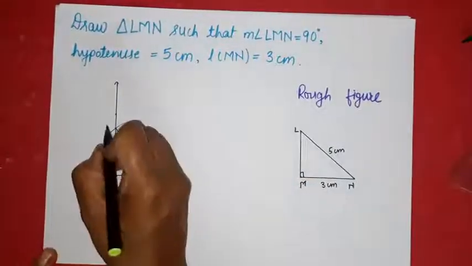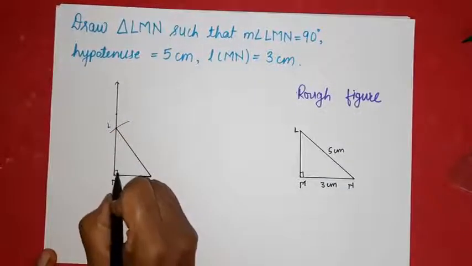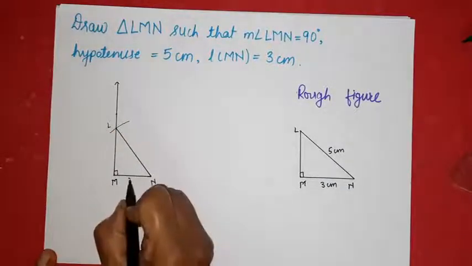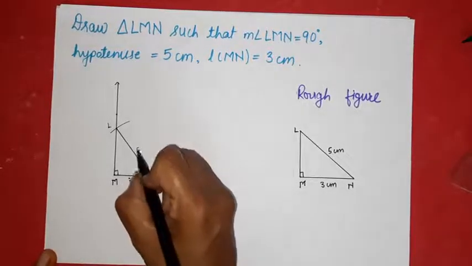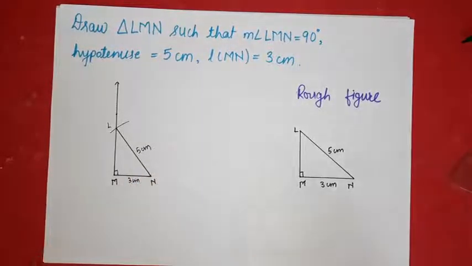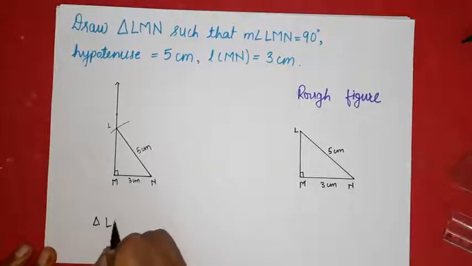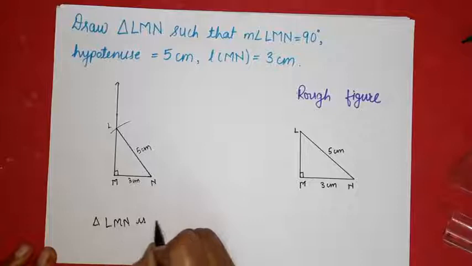Now give this vertex the name L, put the symbol of perpendicular here, write the measurement of the side forming the right angle as well as the hypotenuse. So now this is your required triangle. So write here triangle LMN is the required triangle.